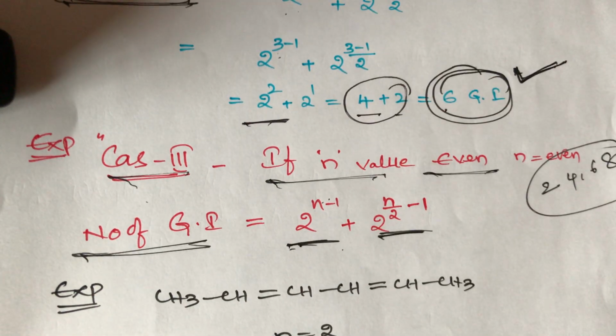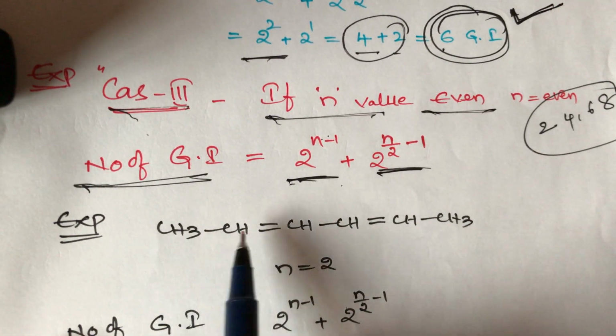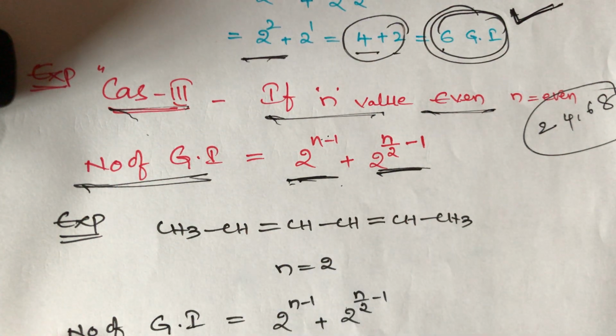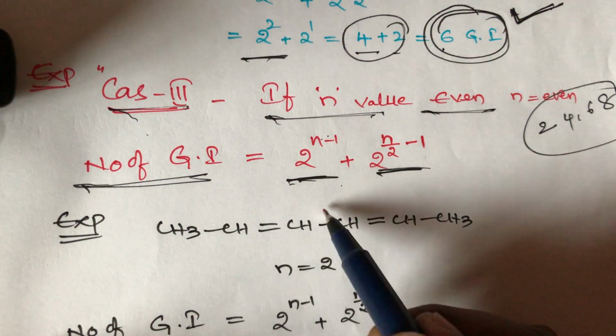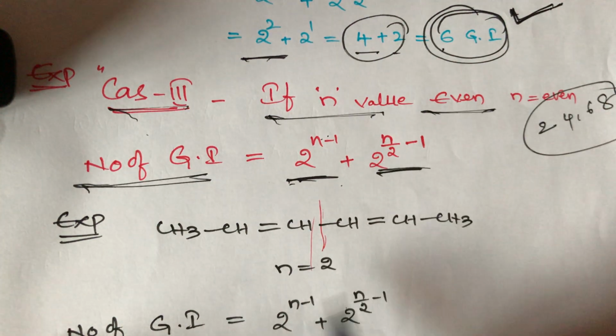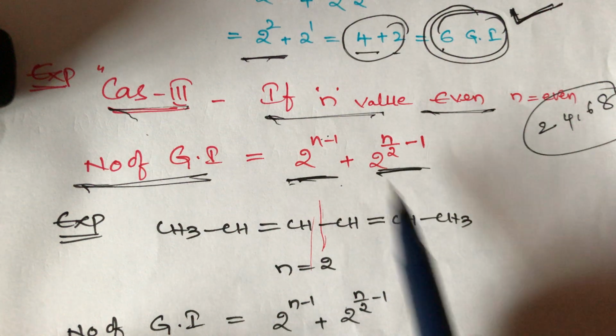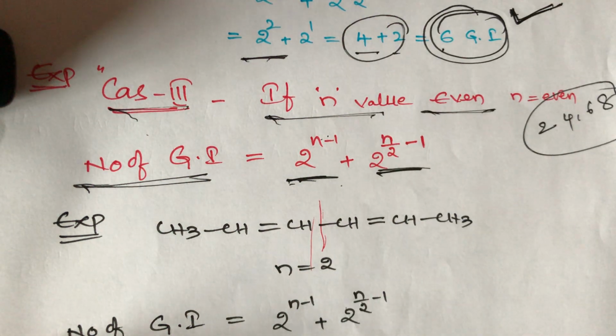Now take an example for geometrical isomerism. Find the geometrical isomers in the given compound. Here the total number of carbons: 1 2 3 4 5 6. 6 carbons are there. It is a symmetrical compound. How do we find out whether it is symmetrical or unsymmetrical? If we cut this compound here into two equal halves, that is symmetrical. 1 2 3 on the left, and the right side also 1 2 3. So two equal halves are there, that is called a symmetrical compound.